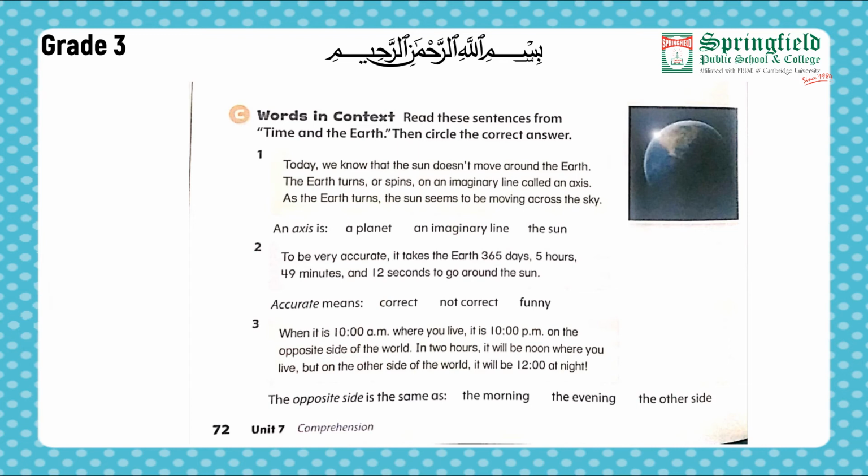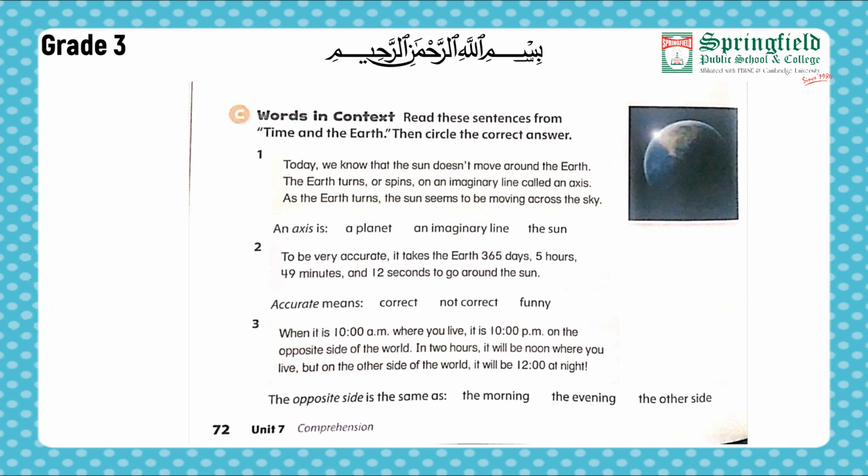Second, to be very accurate, it takes the Earth 365 days, 5 hours, 49 minutes and 12 seconds to go around the sun. Accurate means correct, not correct, funny. Now accurate means something that is totally correct, free from error. So we are going to circle correct.